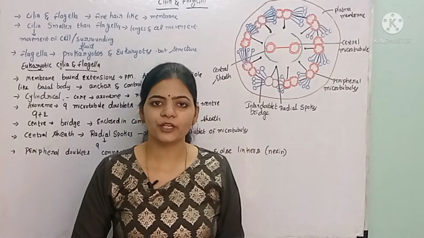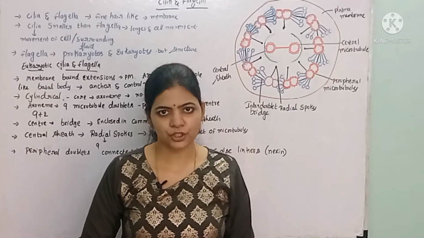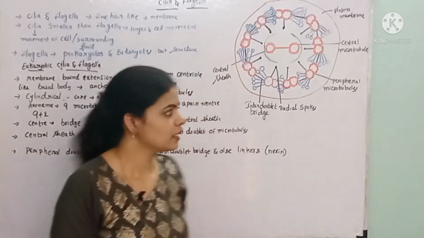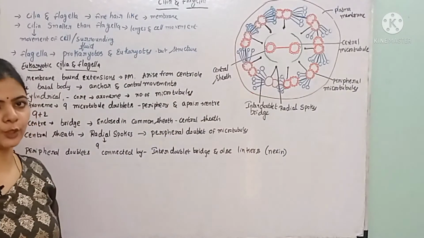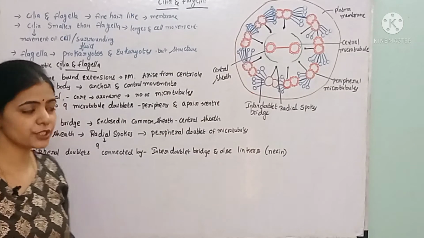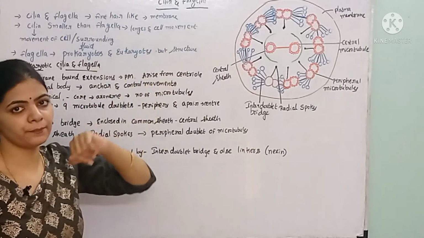In this video, we are going to study about cilia and flagella and the structure of cilia and flagella. If you see the cilia and flagella, we have already studied in prokaryotes, cilia and flagella, which are fine hair-like outgrowths which arise from the membrane.